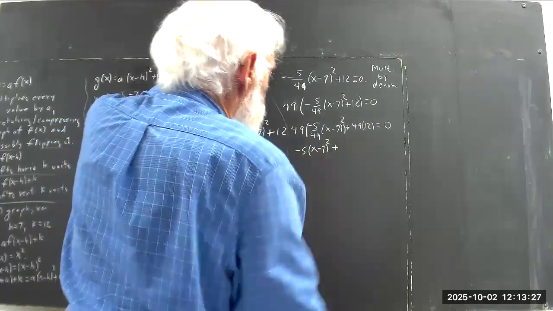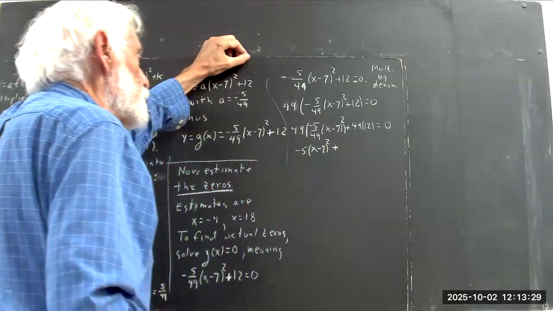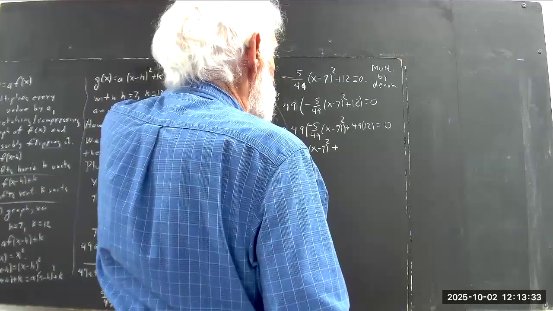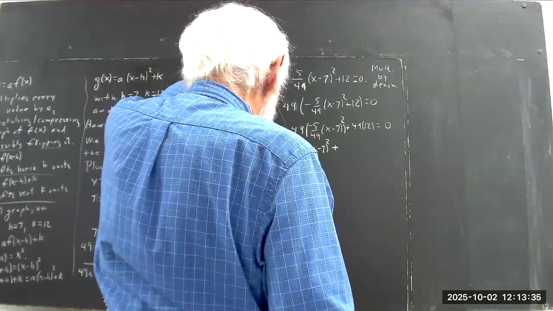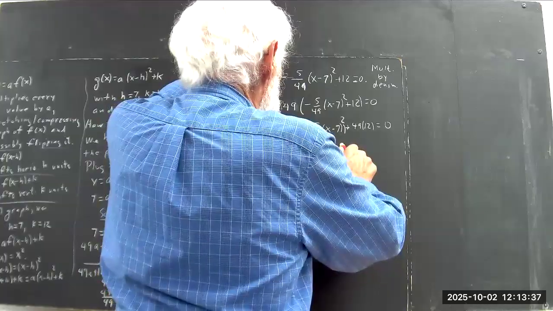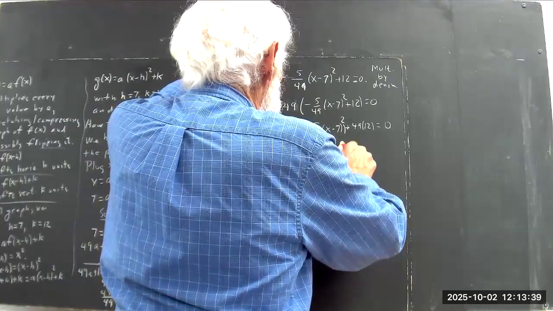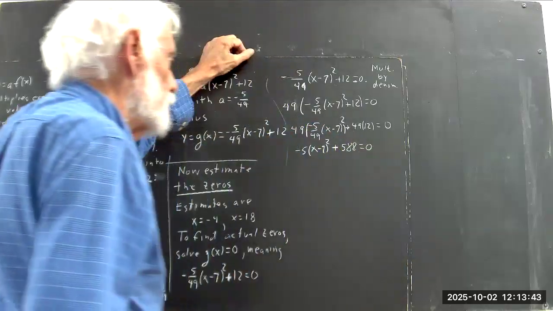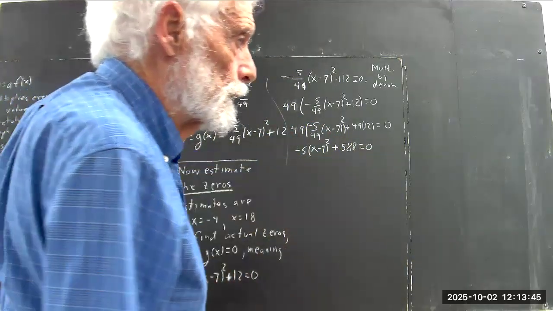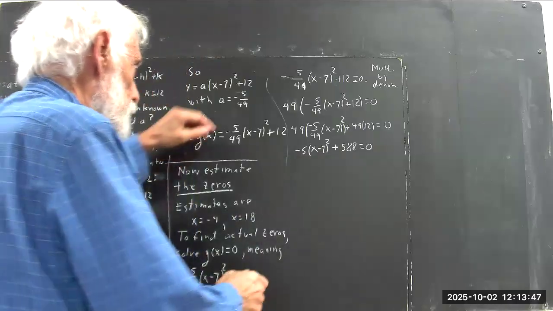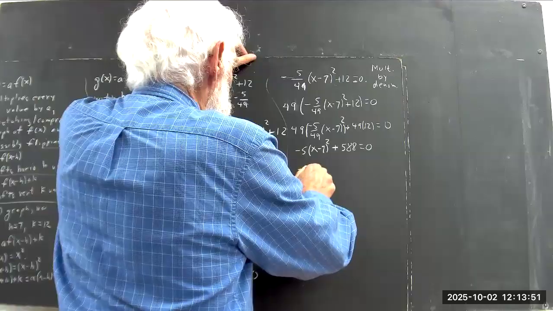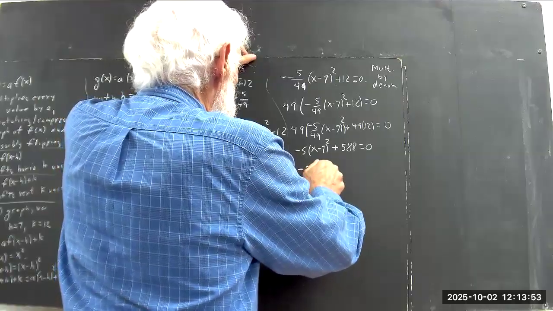And 49 times 12 is 12 less than 50 times 12, which makes it 588. Okay, now check my arithmetic. I'm pretty sure of that, but I'm never totally confident. Okay. Be foolish to be totally confident.